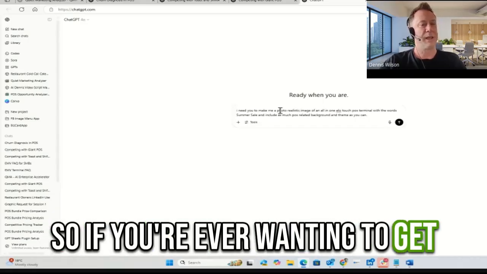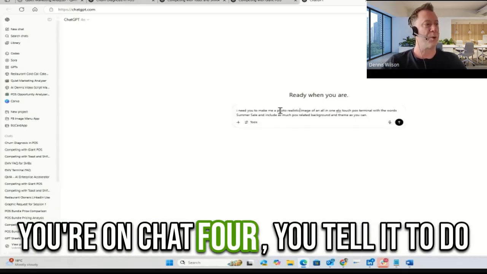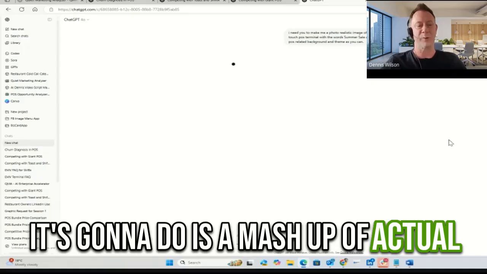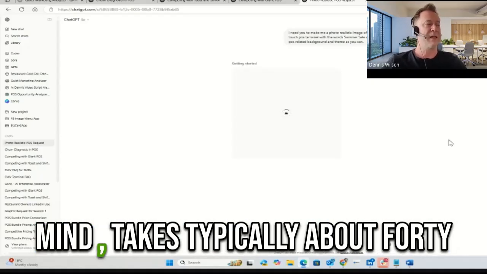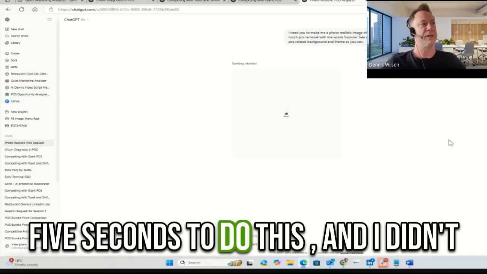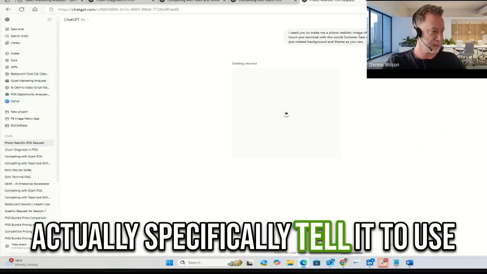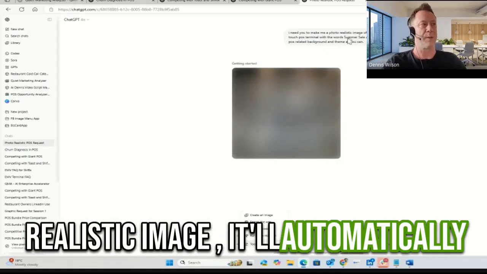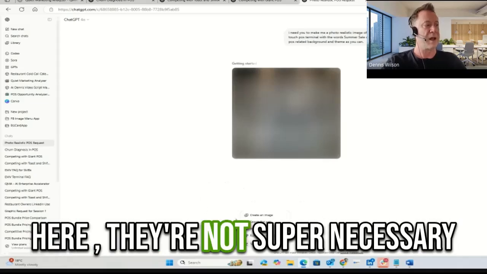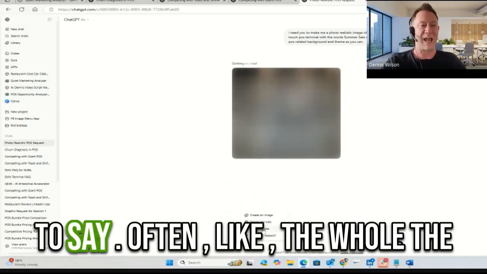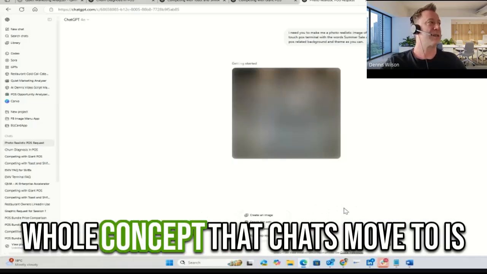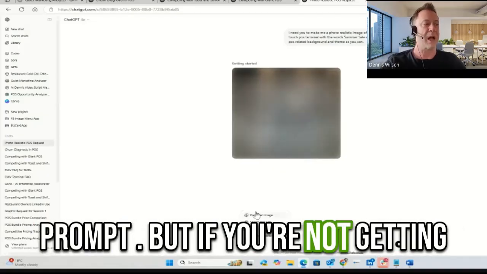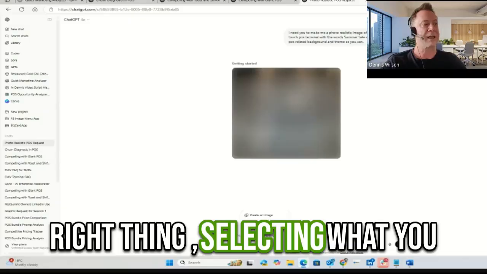So if you're ever wanting to get away from the cartoony stuff and you're on Chat 4, you tell it to do photorealistic, and usually what it's going to do is a mashup of actual stock photos and what you have in mind. It takes typically about 45 seconds to do this, and I didn't specifically tell it to use the tool, which is create an image, but usually by saying photorealistic image, it'll automatically pick the tool. So these tools down here, they're not super necessary to use. The whole concept that Chat's moved to is that 4.0 does everything and it picks what to do based upon your prompt. But if you're not getting the right thing, select what you actually want it to do.